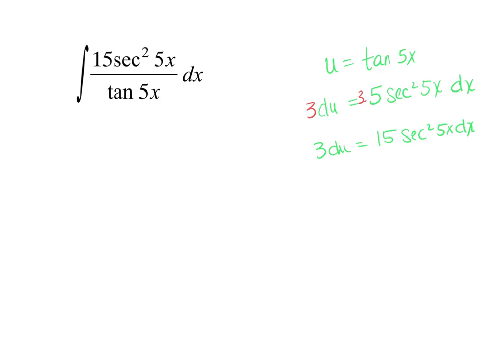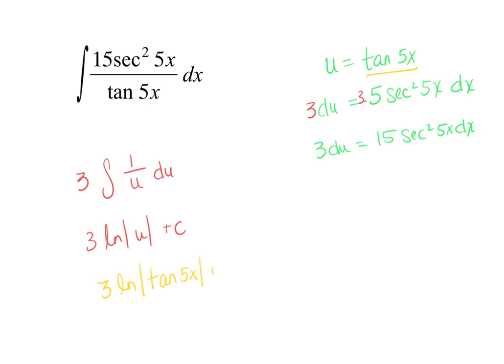And so I can multiply that by 3 and just take the antiderivative of my 1 over u, which is just natural log, right? So 3 times the natural log of that u plus c. And what was my u? Well, my u was tangent of 5x. So 3 natural log of the tangent of 5x plus c.